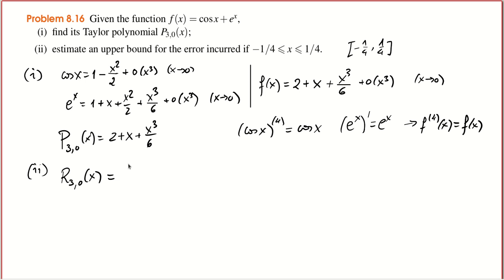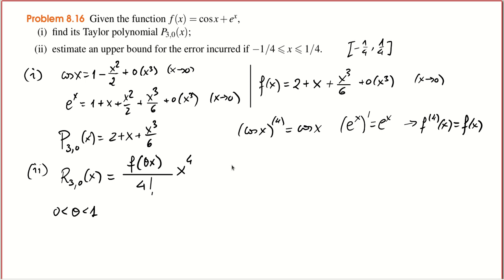So we can estimate this very easily, it is f(c) divided by 4 factorial, and here we have x to the 4, right? And now we need to find an upper bound of this. Remember, c is actually theta x, and theta is any number between 0 and 1. So actually, x can be an arbitrary number in minus 1/4, 1/4. So we have to find an upper bound for this function within this interval here.